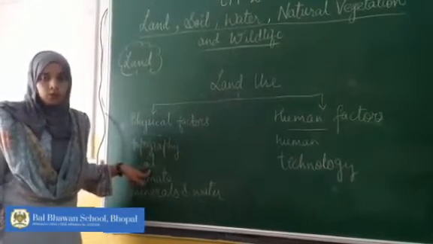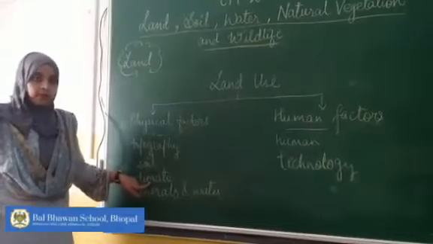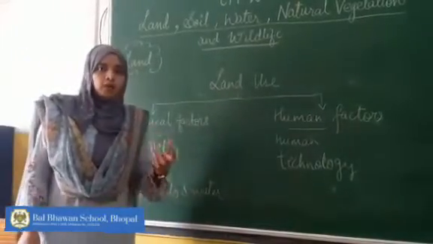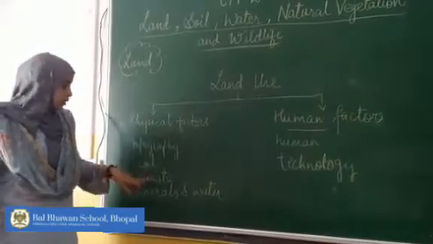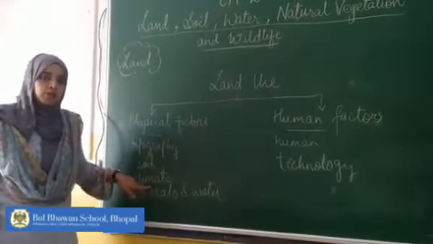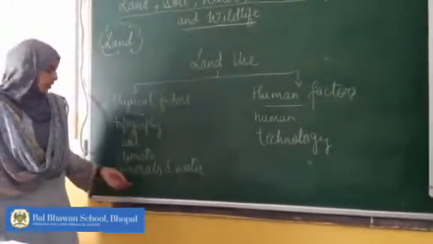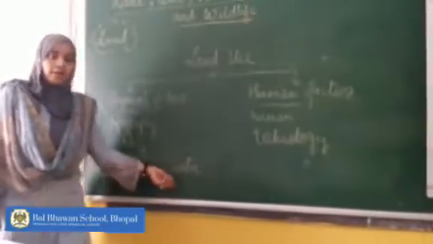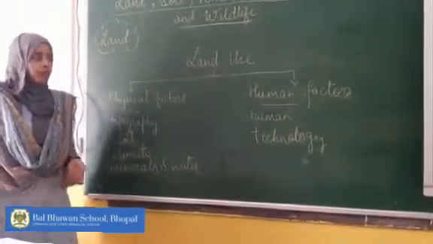Okay, and the soil should be of good quality, fertile soil, and the climate means if I am going to use land for agriculture, so which crops I am growing. So as per the climatic condition of that crops, I have to choose the land. Similarly, availability of minerals and water is also very important for any crop.